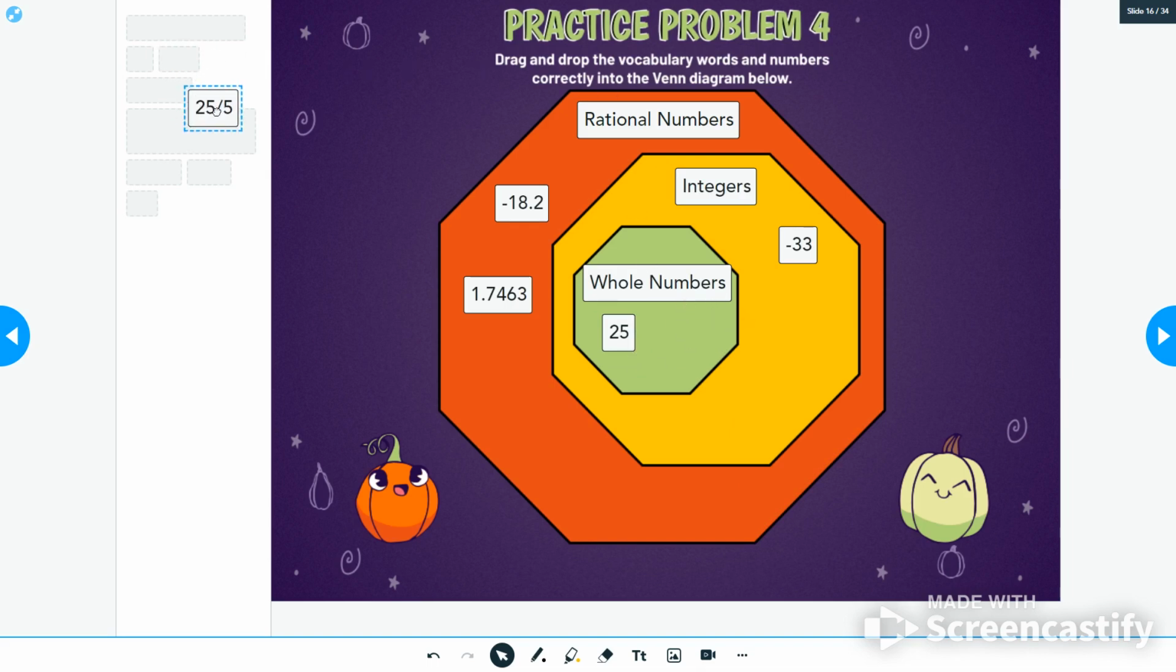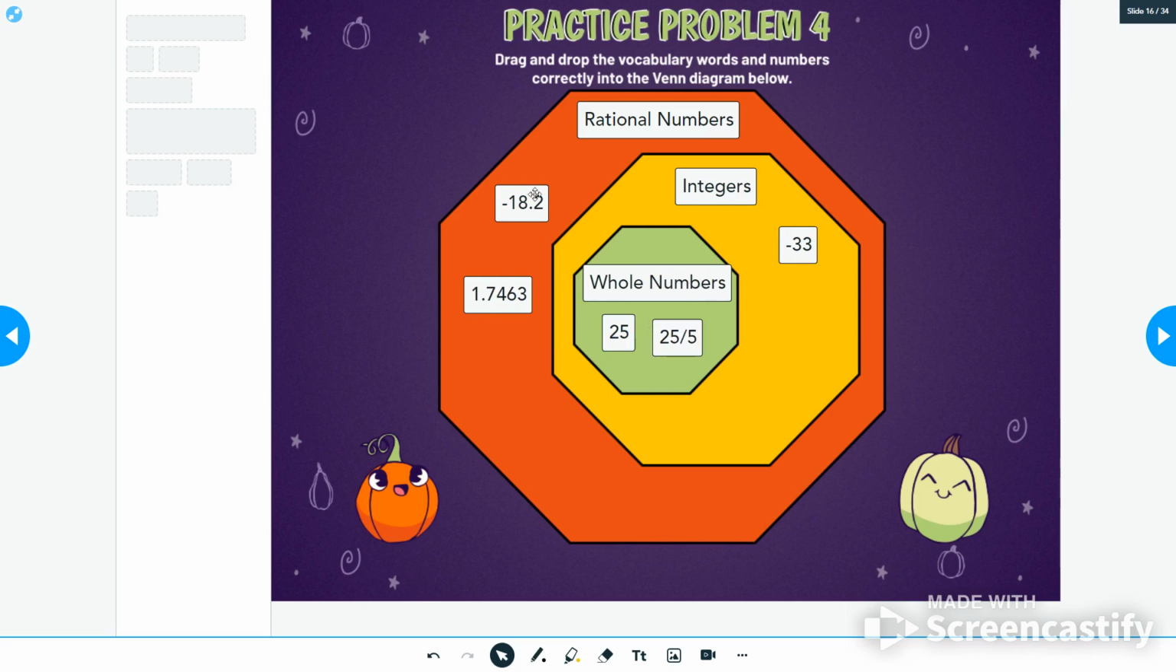And then we get to 25 fifths. And at first you might think, oh, it's a rational number and nothing else because it's a fraction. Well, you have to always divide your fractions, especially if they're improper, you really want to divide your fraction to make sure that it's just a rational number. So if you divide this fraction and you get a decimal, then it is a rational number. But if you divide this fraction and you get a whole number, then it's a whole number. If we divide this fraction and get a negative whole number, it's an integer. So be careful with that. So then we ask ourselves, what is 25 divided by 5? 25 divided by 5 is 5. 5 is a counting number, and so therefore it is a whole number.